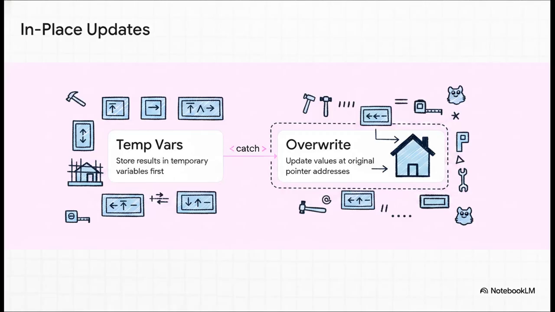But there is a little catch. First, we have to calculate the quotient and remainder and store them in temporary variables. Why? Well, imagine you're renovating that house. You absolutely wouldn't tear down the walls while you're still using them to measure the room's dimensions. If we overwrote box A with the quotient right away, we'd lose the original number we still need to calculate the remainder, right? So we measure everything, keep the results safe temporarily, and then we dereference asterisk A and asterisk B to update those original boxes with the new values.